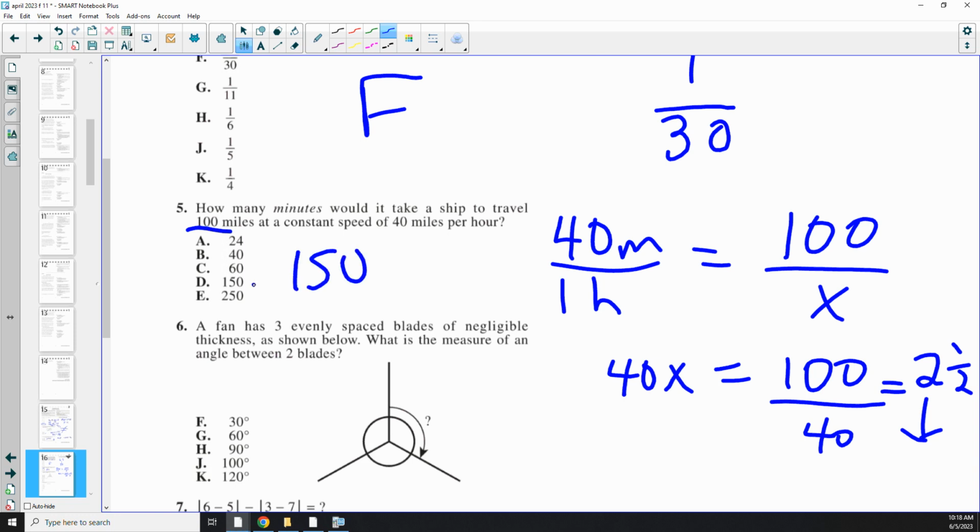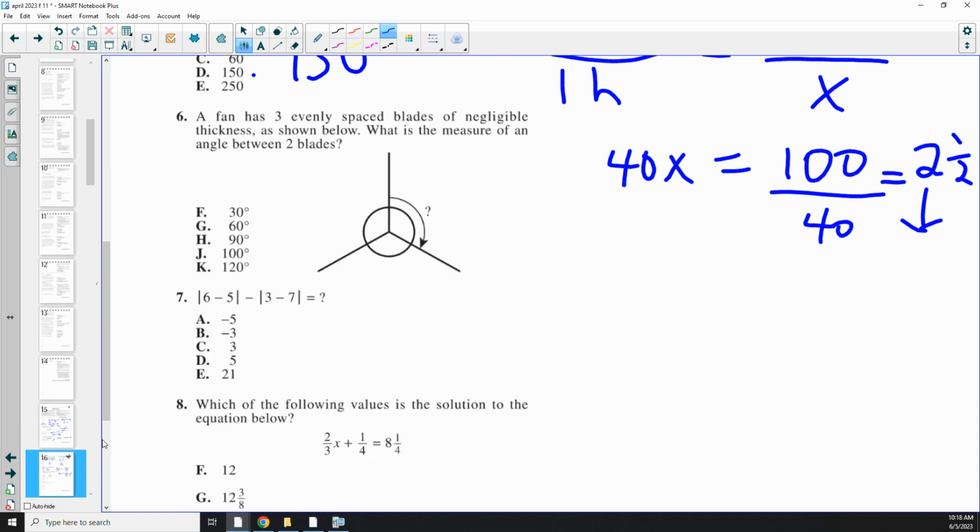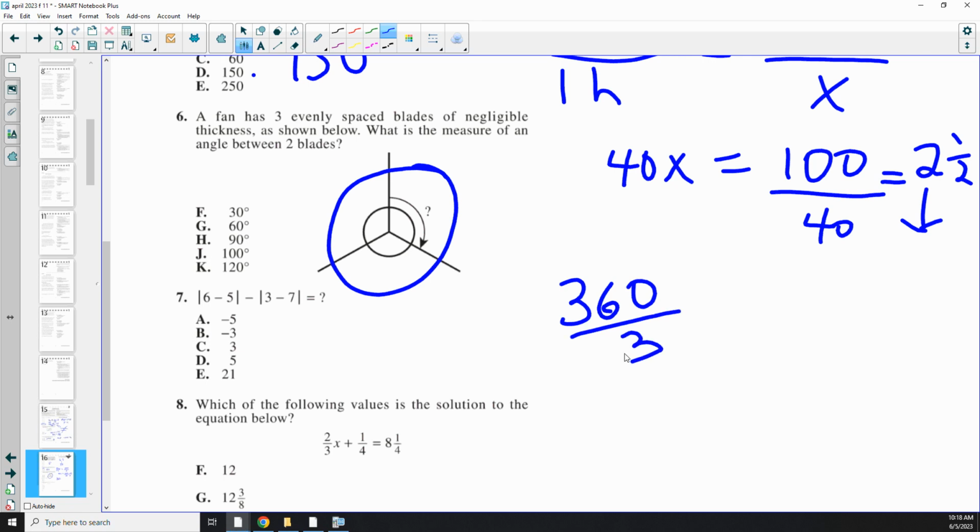Choice D. The 3 angles of a circular region, this is a repeat type theme, have to add up to 360. So if the 3 are equal, it must be 120, K.